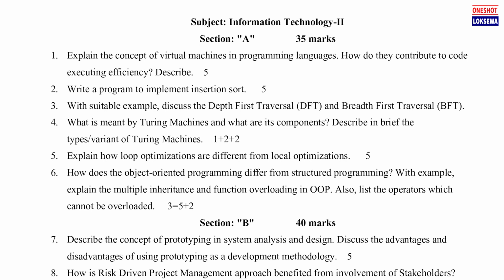3. With a suitable example, discuss the Depth First Traversal (DFT) and Breadth First Traversal (BFT). 4. What is meant by Turing Machines and what are its components? Describe in brief the variant types of Turing Machines. 5. Explain how loop optimizations are different from local optimizations.